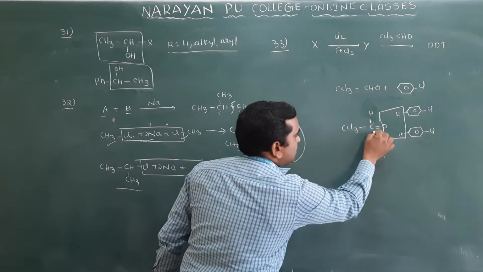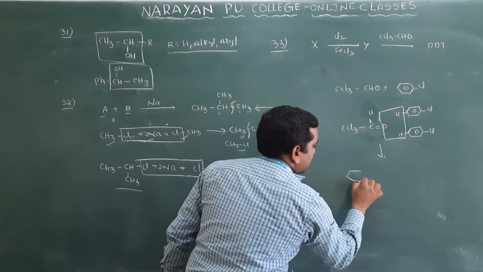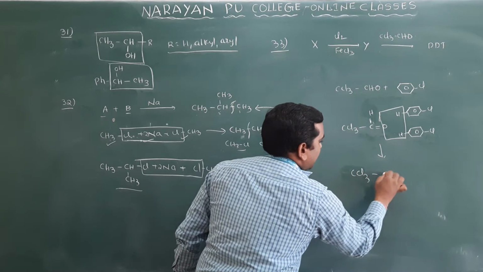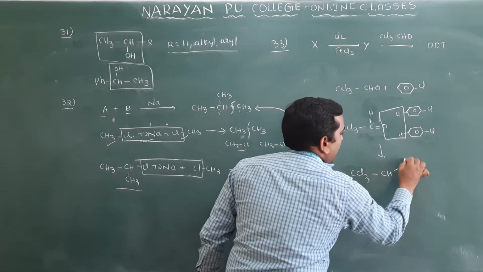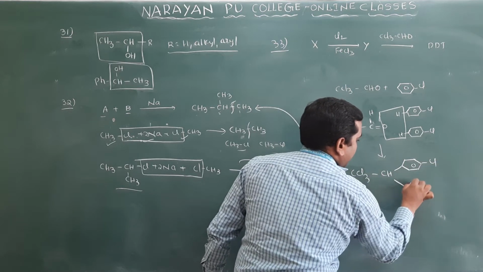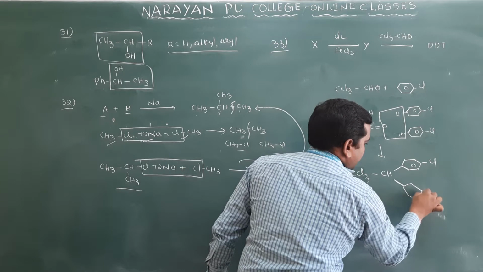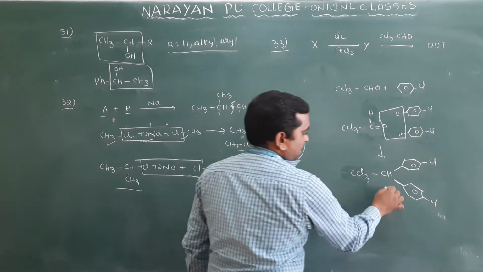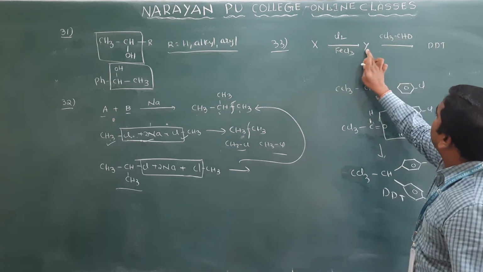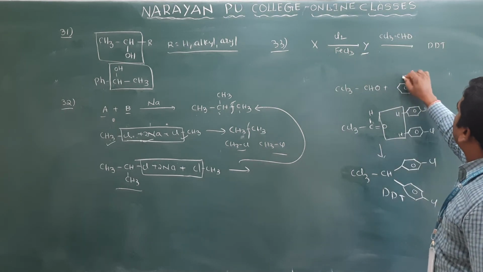What is the formula you see here? In this case, clear? So I will write here CCl3 and CH. One is here, this is the chlorine, and another one is here. It is a DDT. Means what should it do? React with which one? Y. Y means what?